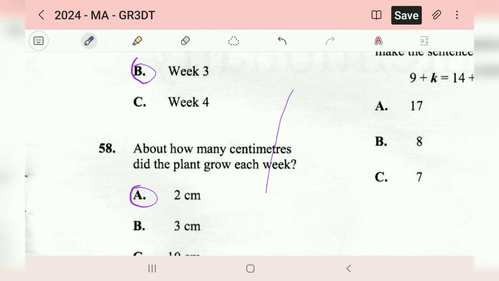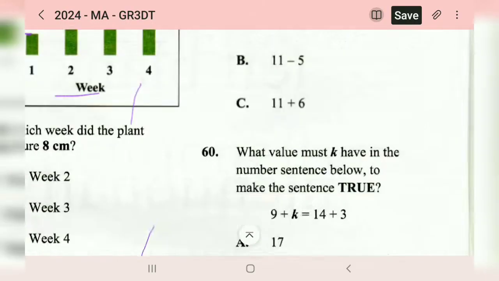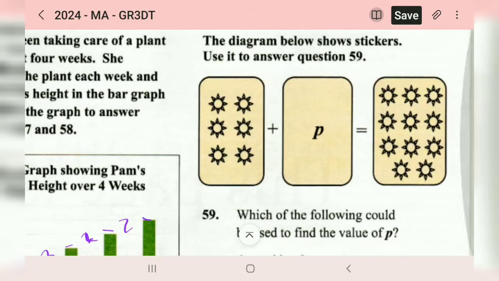Hold on, let me get this off. I'm tired, guys. We're almost there though, thank God.